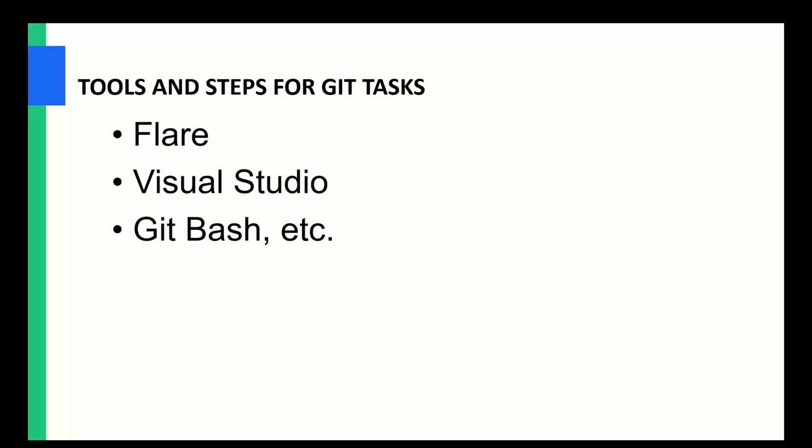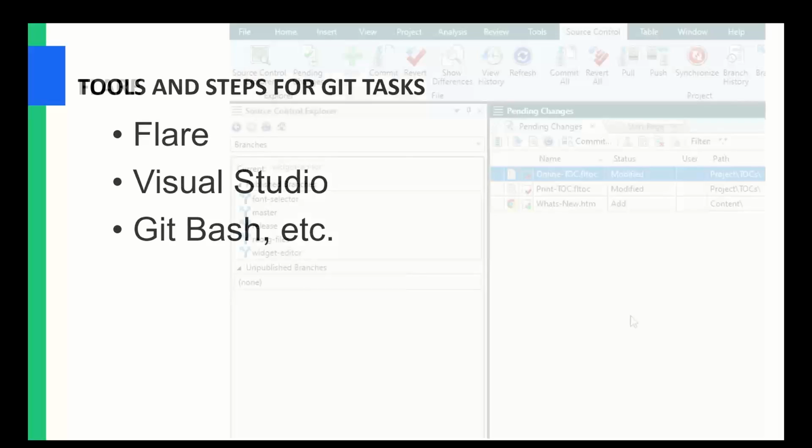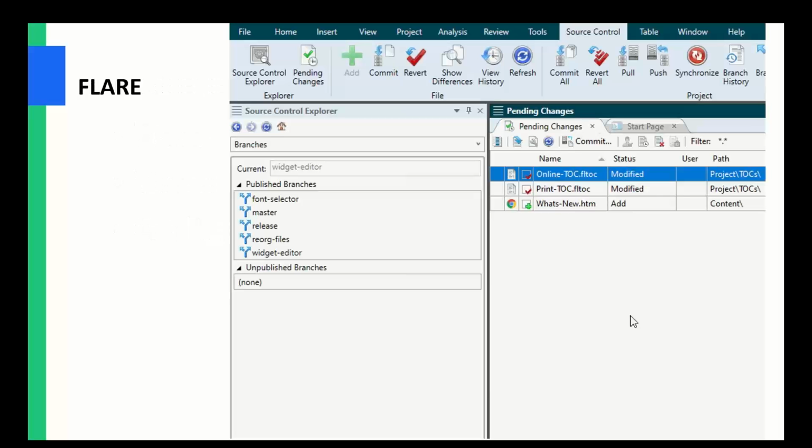So right now, I'm going to show you how to complete the same task in these 3 different tools. Here's what I'm going to do. I'm going to create a single commit for the current changes in a Flare project and push them up to a remote repository. So I've been working in my Flare project, got some changes, need to commit them, push them. So here is what it might look like in Flare.